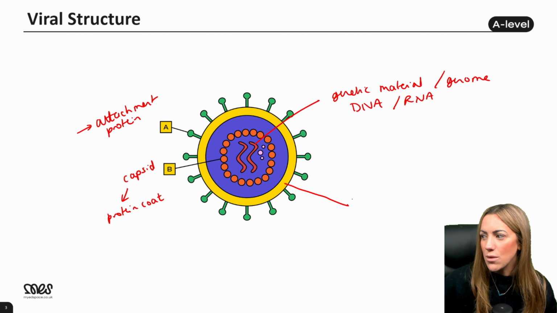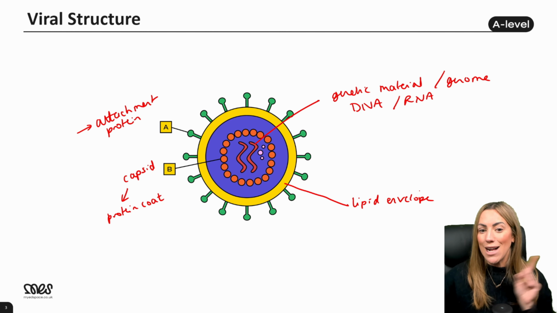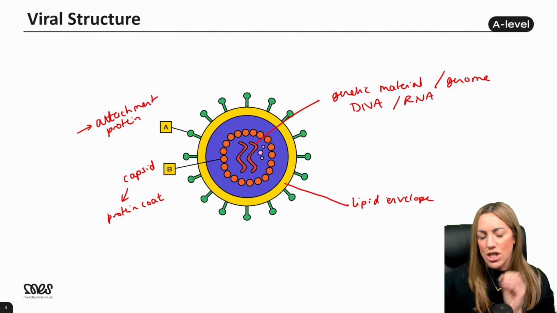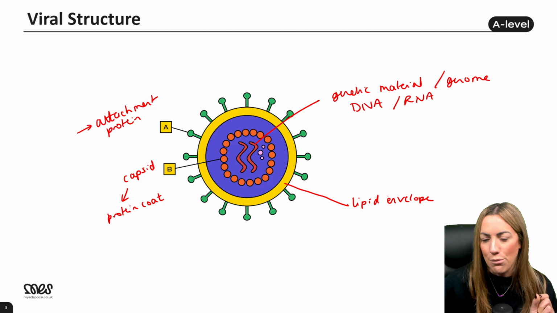Around the outside, we've got a lipid envelope. It's not a cell membrane, because remember, viruses are not cells. They do not have cell membranes. It's a lipid envelope. Not all viruses have these, though. So if it asks you to name a structure that all viruses have, do not go for lipid envelope, because some viruses are just genetic material, capsid, and attachment proteins.